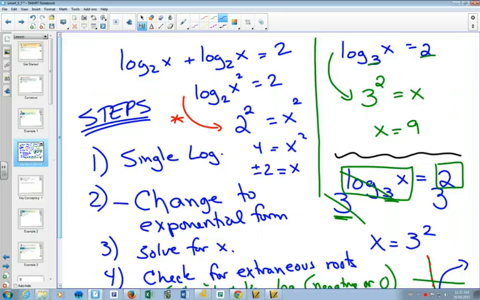Plus or minus 2. And now we have to check. When I plug in 2 into my original equation, it's a positive number here. That's fine. It's a positive number here. That's fine. But when I plug in negative 2, I'm taking log of a negative 2 already in the first one. I don't even have to check the second one, even though it's identical. I already know that negative 2 is not going to work, so x equals 2 is the only answer.